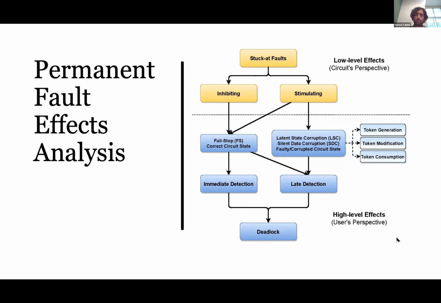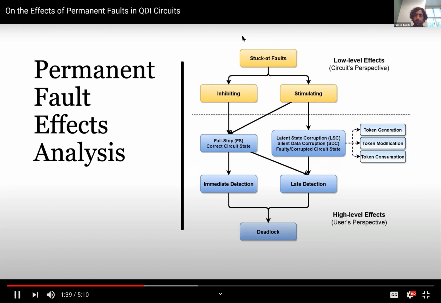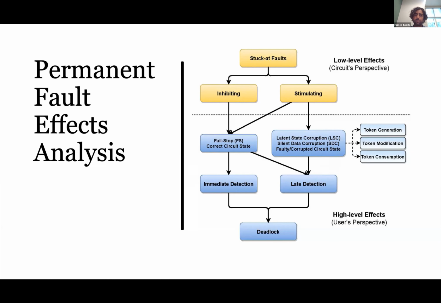This figure visualizes our analysis and shows how an inhibiting fault would cause the circuit to keep its correct state while being detected immediately or later. A stimulating fault, on the other hand, might pollute the circuit's internal state before deadlock. As we can see, all possible effects eventually lead to the circuit deadlocking, the only difference being the state in which the circuit resides before stopping operation. The benign path highlighted in the figure represents the compelling fail-stop behavior that we would like to maximize after exploring the relative occurrence rate of the different effects of a stuck-at-fault in a QDI circuit.